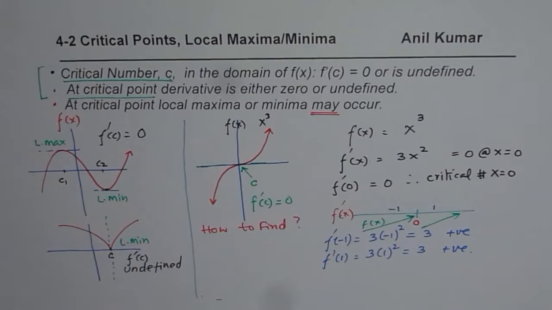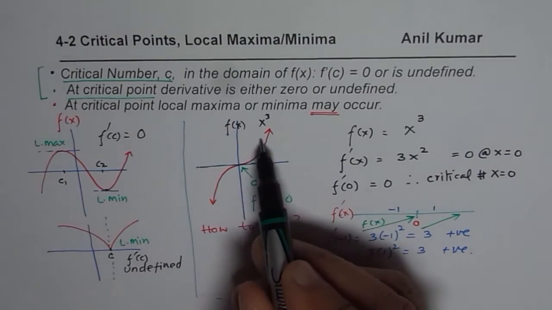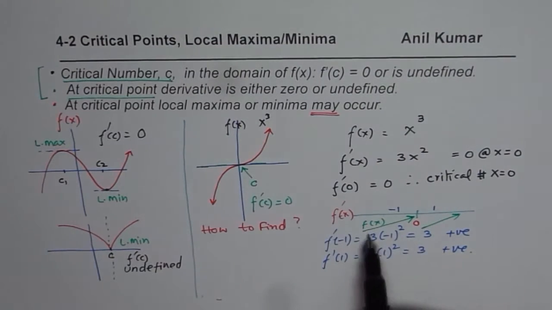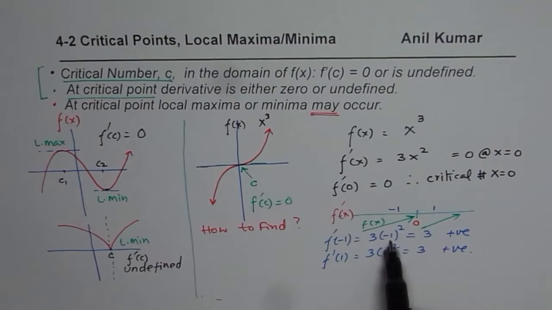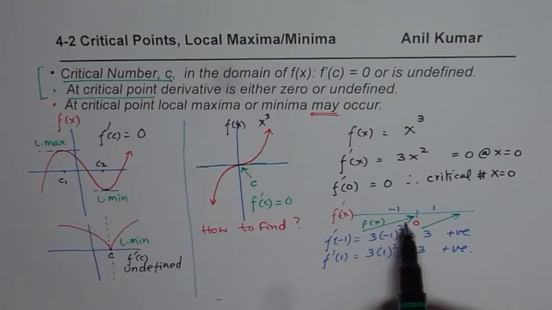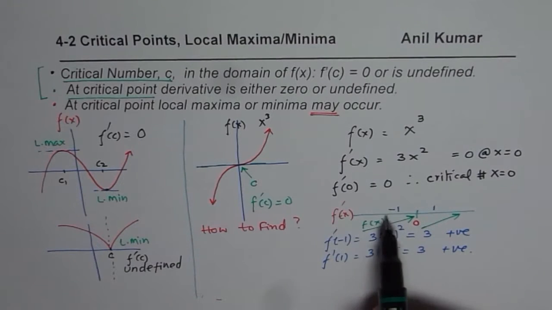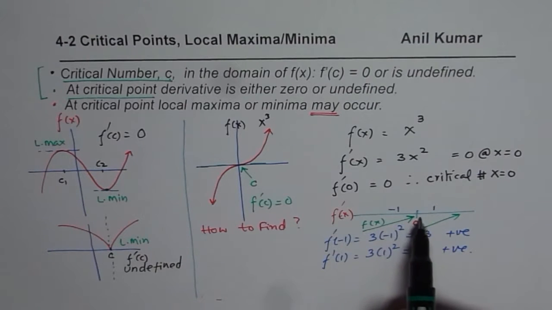We'll learn later that the concavity changes, like it's concave down, concave up. We'll learn that later. But at this stage, what we are learning is that on either side of the critical number, the function is increasing. It is not changing from increasing to decreasing or from decreasing to increasing. Therefore, there is no local maximum or minimum, right?